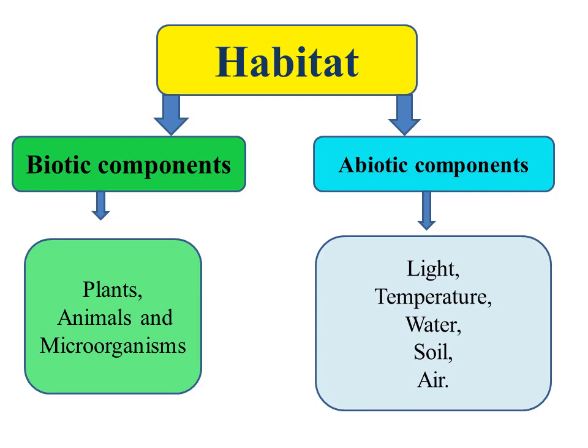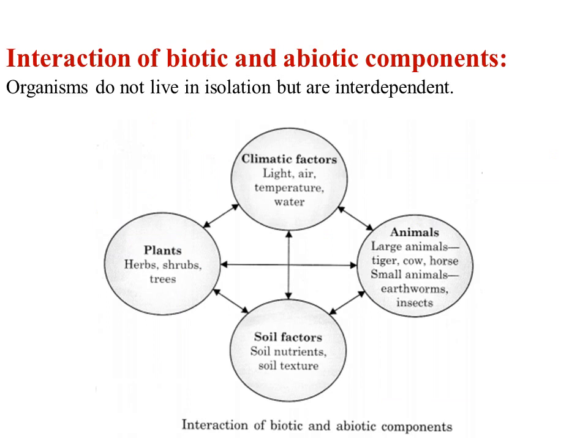So, all these factors, biotic and abiotic factors, are interdependent on each other. So, here you can see another slide, interaction of biotic and abiotic components. Organisms do not live in isolation but are interdependent. Means they are always dependent on abiotic things also. Okay. So here you can see plants, herbs, trees. There are various types of plants, and they are dependent on climatic factors such as light, air, temperature, water for their growth and development. Then animals like large animals, tiger, cow, horse.